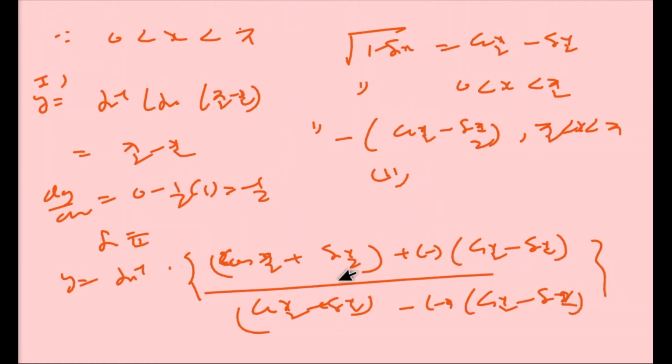So what is left here: minus cos x by 2 will be cancelled, leaving 2 sin x by 2, and here cos x by 2 will be adding, and sin will be cancelled. So we get y equal to tan inverse of tan x by 2, therefore x by 2. So in the second case, we got the differential, that is 1 by 2. This is your required answer.